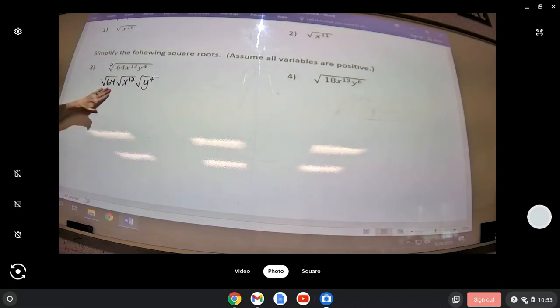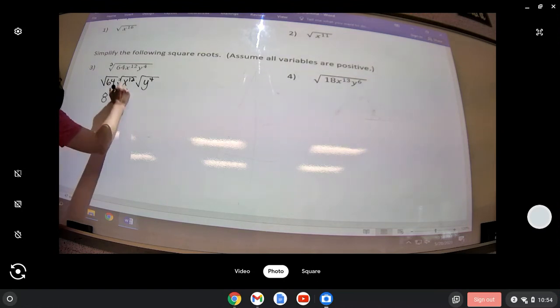All right, so let's go to the square root of 64 first. Guys, what's the square root of 64? Is that a beautiful number or what? Yeah, it's 8. Beautiful. It's a perfect square. All right, what's the square root of x to the 12? Does 12 divide by 2? Yeah, it's x to the 6th. He's free. No more radical.